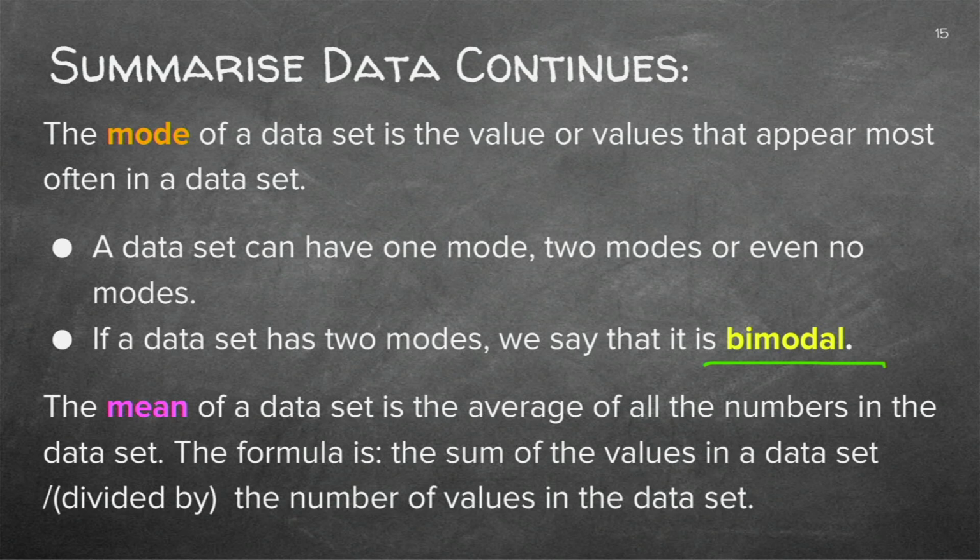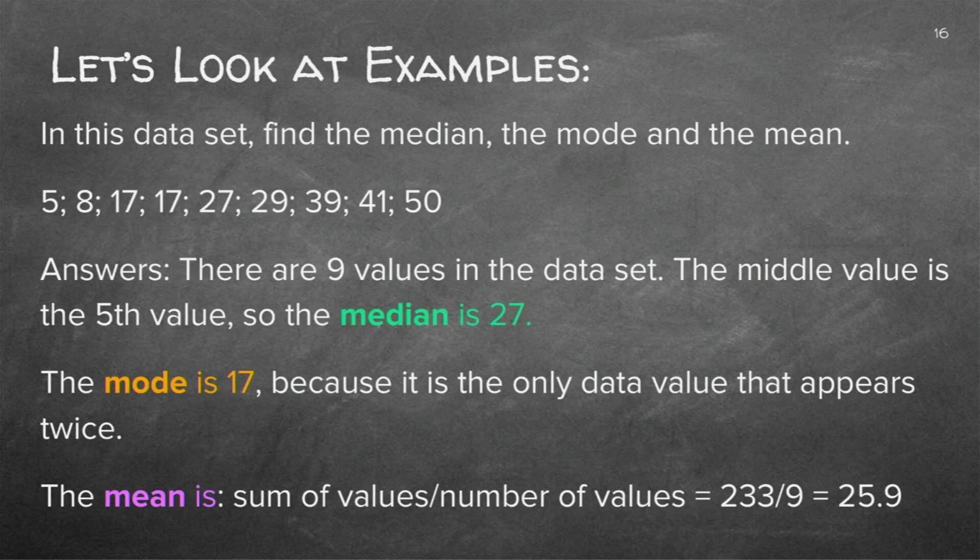Now what then is the mean? The mean of a data set is the average of all the numbers in the data set. The formula is the sum of all the values in the data set divided by the number of values in the data set. Yes, you remember this. I can see that. So let's do some examples.